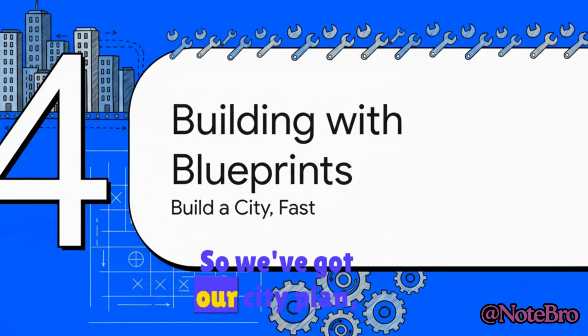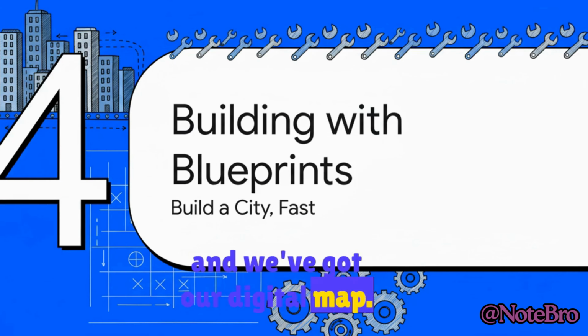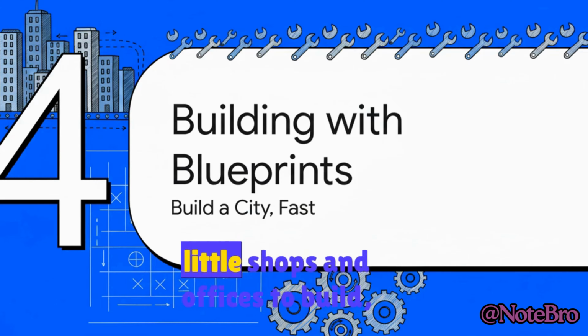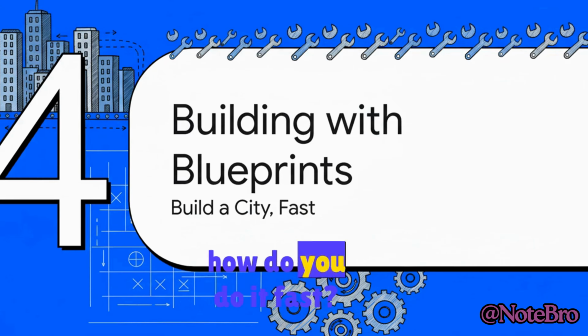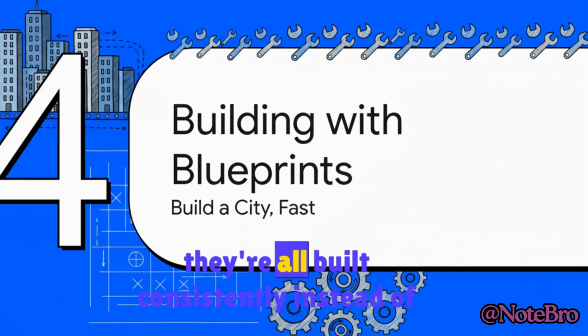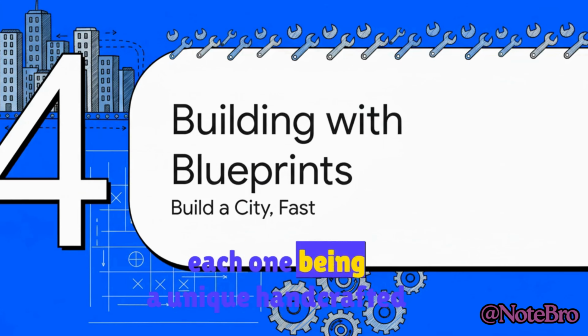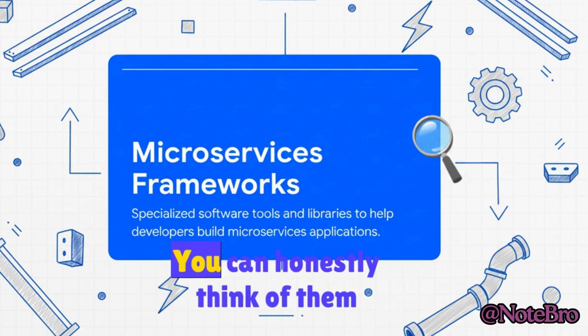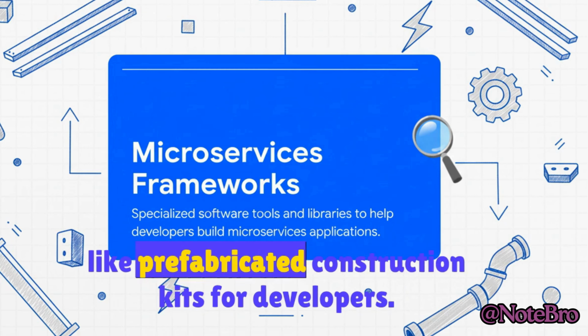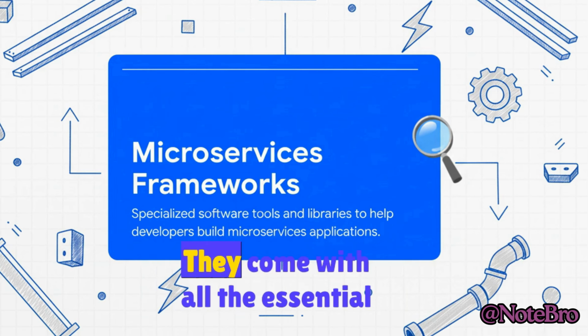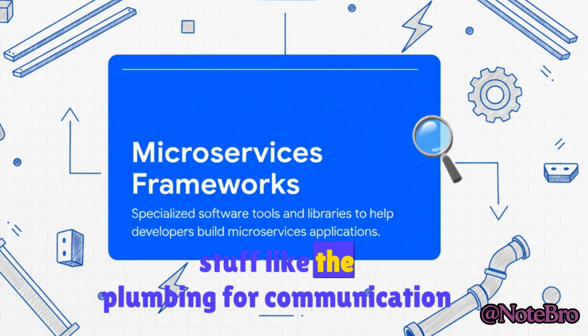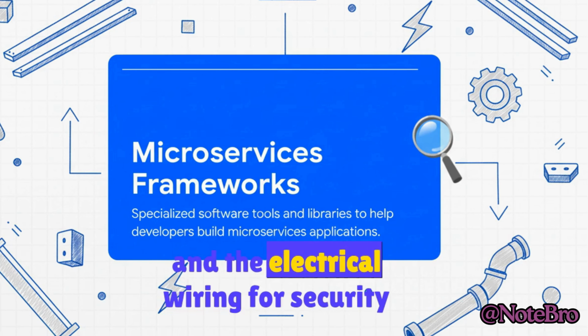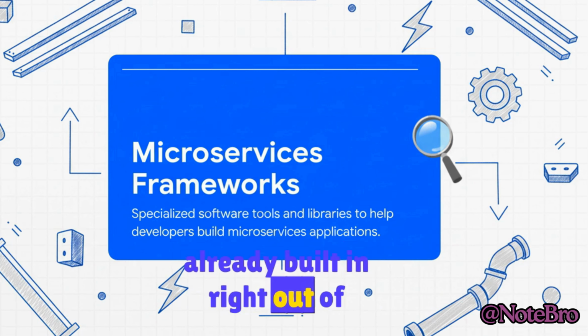Okay, so we've got our city plan and we've got our digital map. But with potentially hundreds of these little shops and offices to build, how do you do it fast? And how do you make sure they're all built consistently instead of each one being a unique, handcrafted headache? The answer is you use frameworks. You can honestly think of them like prefabricated construction kits for developers. They come with all the essential stuff like the plumbing for communication and the electrical wiring for security already built in right out of the box.